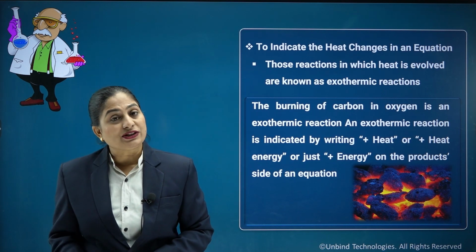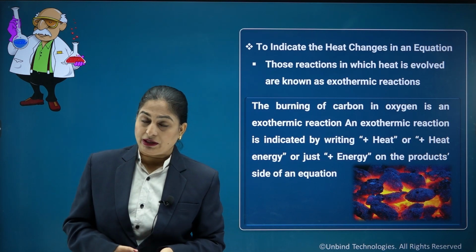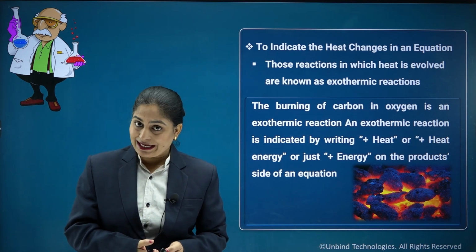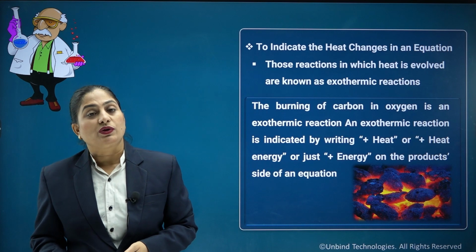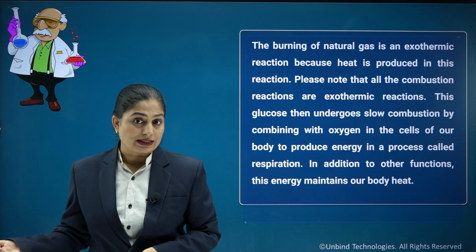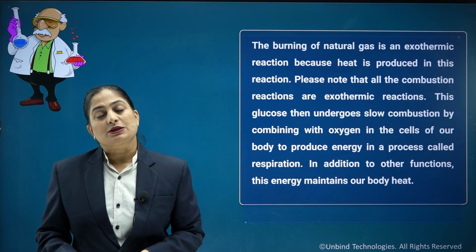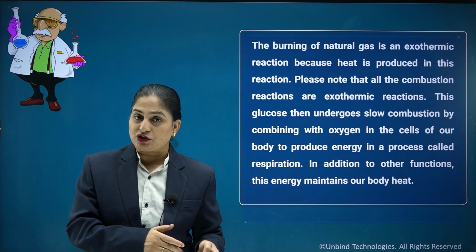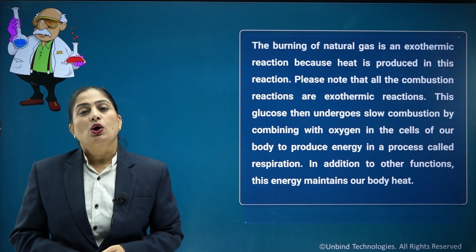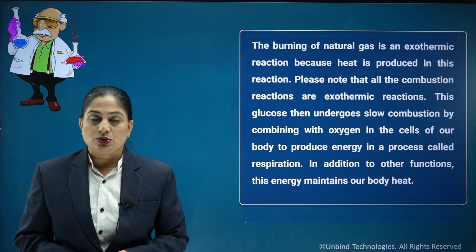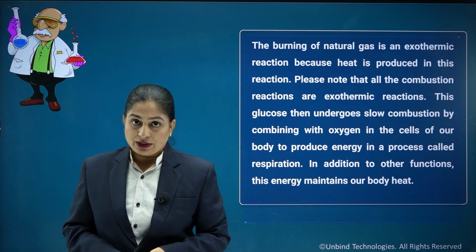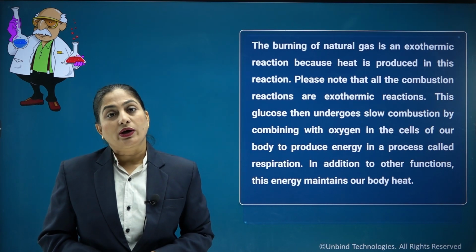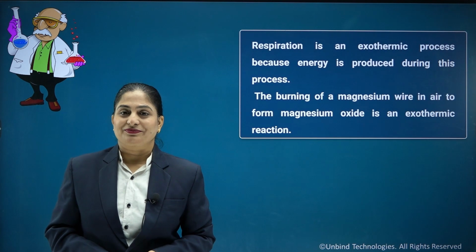Similarly, to indicate heat changes, if the reaction is endothermic, meaning heat has been absorbed, we need to add heat towards the reactant side, and if it is exothermic, we need to add heat towards the product side. This way we can explain endothermic and exothermic reactions just by writing heat towards the left side, which shows an endothermic reaction, or the right side, which shows an exothermic reaction. So, by using the heat symbol also, we can make our equation more informative.